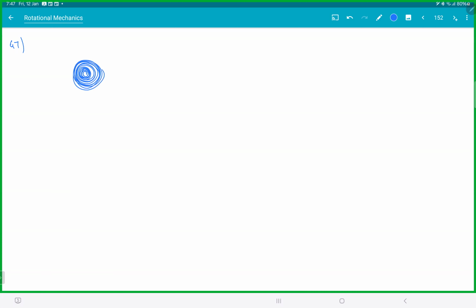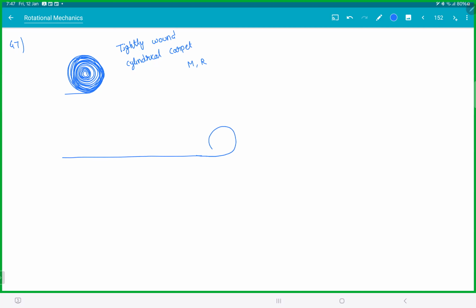We have a tightly wound carpet, meaning there's no space between them. Tightly wound cylindrical carpet, so you can treat it like a solid cylinder of mass M and radius R. Then someone gently pushed it, so this thing started rolling down. So this radius was R, and this radius became R by 2.